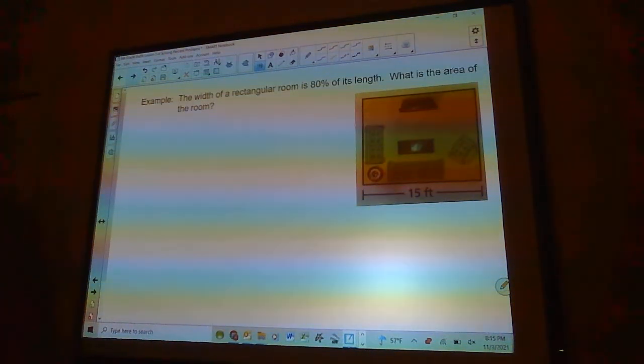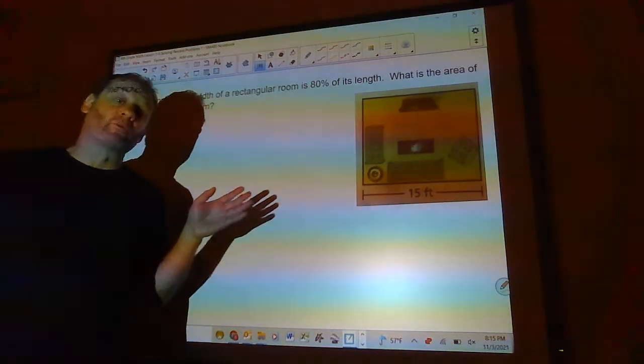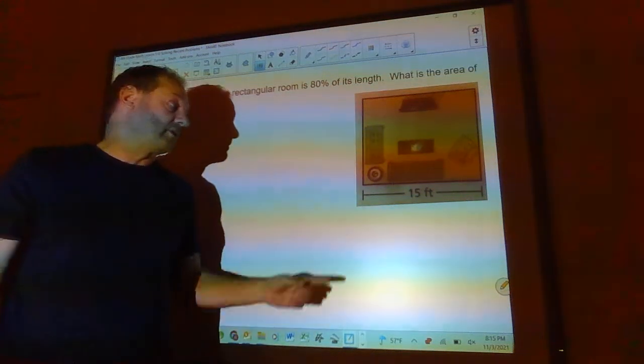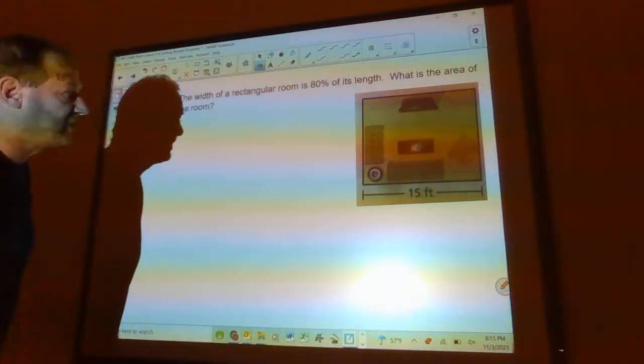Okie doke. Here we go. The width of a rectangular room is 80% of its length. What is the area of the room? Now, this is one of those problems, and there's a lot of them in the book, where you don't have enough information if you just read the question. You got to look at the pictures too, okay? So this picture shows you the room is 15 feet long.